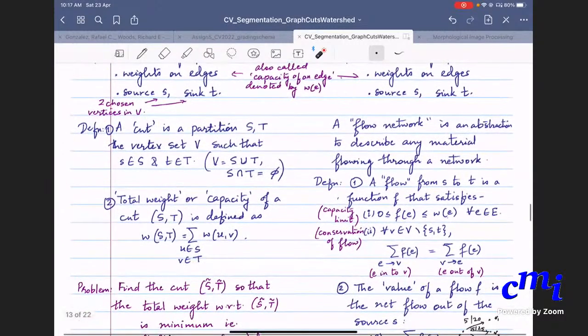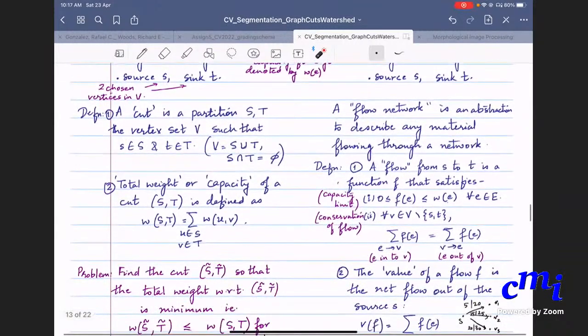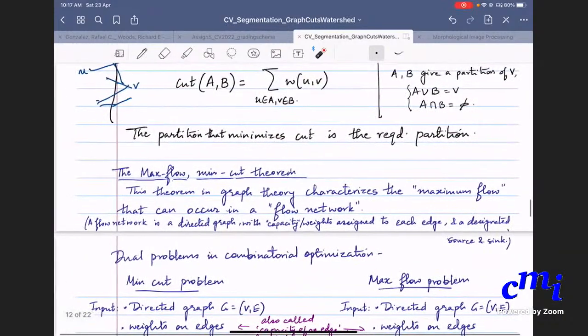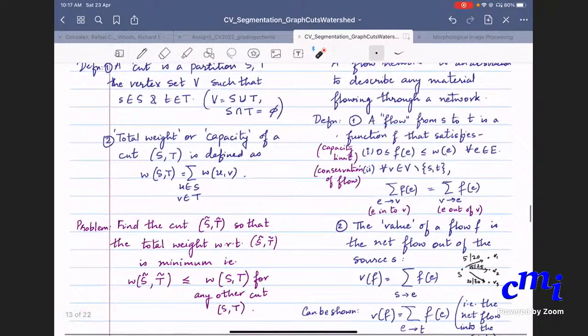So if we look at the min cut problem, this is what I had described earlier, the quantity that you want to minimize. So you want to find a cut. In this case, I'm calling it S and T instead of A and B. You want to find a cut S tilde, T tilde, so that the total weight with respect to that cut is minimum. That means W of S tilde, T tilde, which is what earlier we called the cut, should be less than W of S, T for any other cut. That is the problem of minimizing the cut.